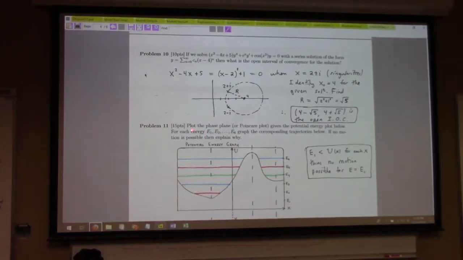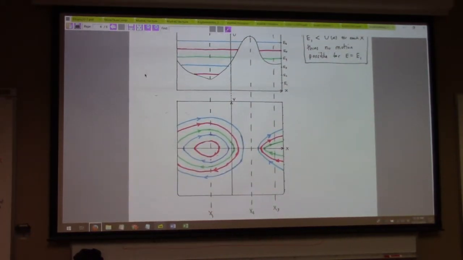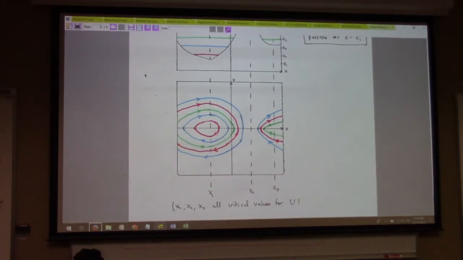then here's your total energy problem, and I give E1, E2, E3, E4, E5, E6, and ask to analyze possible motions. And I say if no motion is possible, explain why. Of course, there is one where no motion is possible, E1, because the total energy is less than the potential energy, which means that you can't have any classically allowed motion, because it would correspond to negative kinetic energy, which is, well, not good. And there's the x-v plot. There it is.